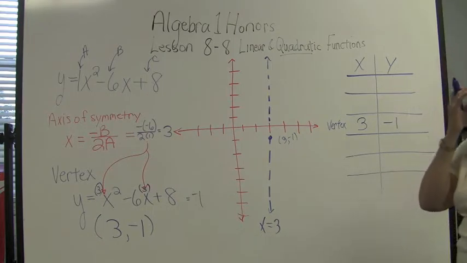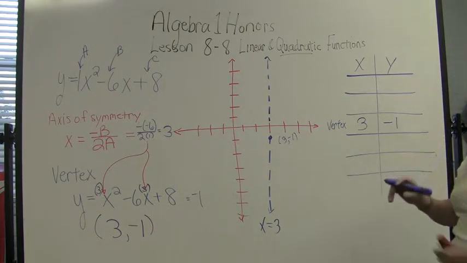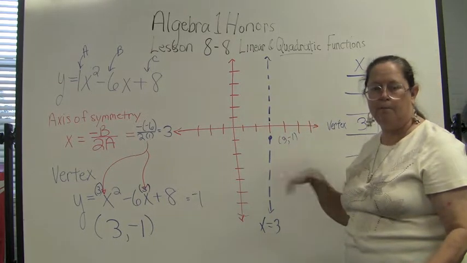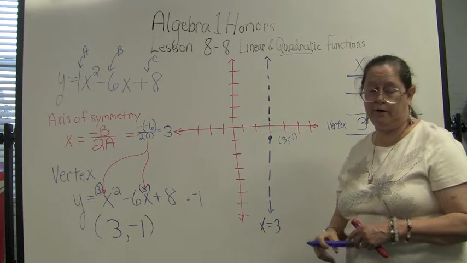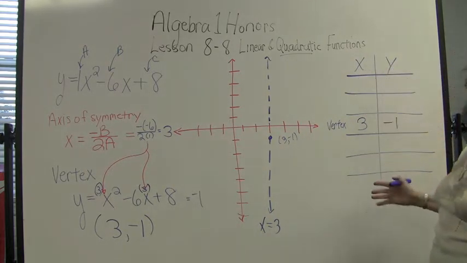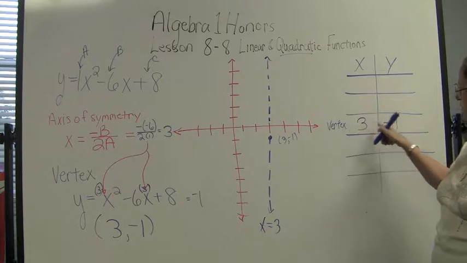Now, we need then to get some more points. We know that our parabola is going to open up this way, but we need some more points to be able to draw it a little more accurately. So, we're going to make a little table like this, and we're going to put the vertex in the middle here.